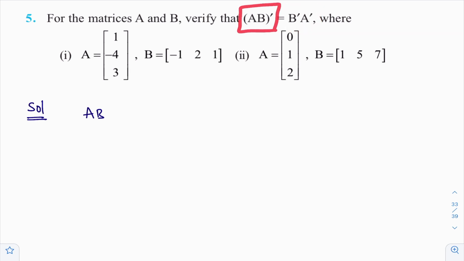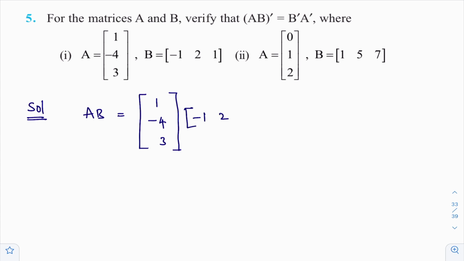To calculate that, I need to calculate AB first. After calculating AB, I can transpose it easily. So I'll calculate AB. In matrix multiplication, you learn how to multiply the matrices. 1, minus 4, 3. Okay, this is matrix A. Matrix B. What is matrix B? Minus 1, 2, 1.